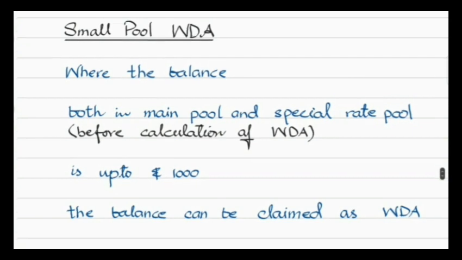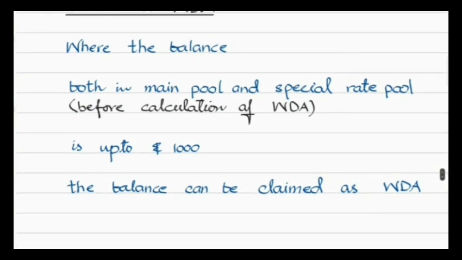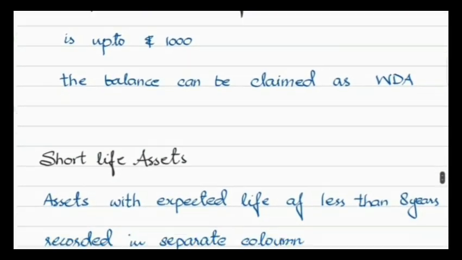Small pool WDA: where the balance both in main pool and special rate pool before the calculation of WDA is up to 1000, the balance can be claimed as WDA.